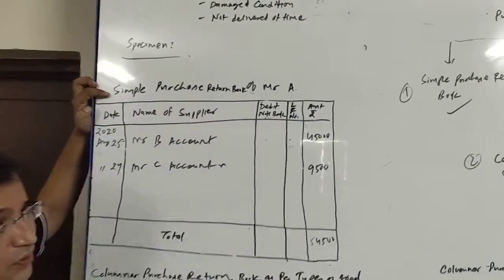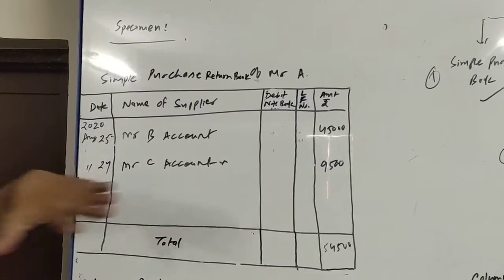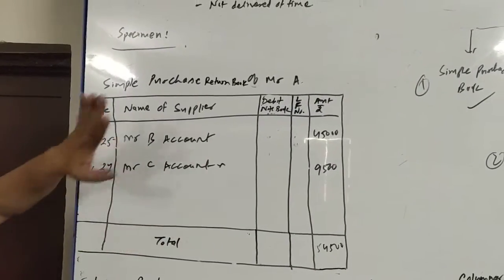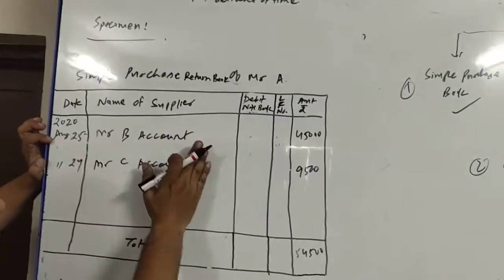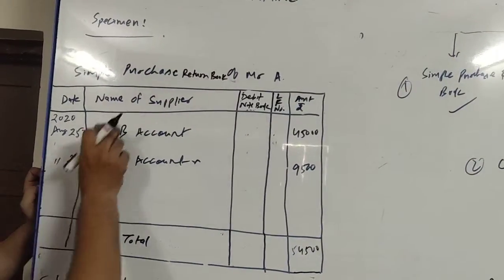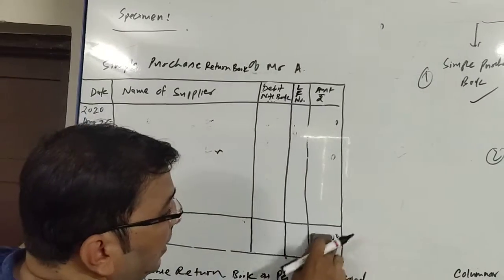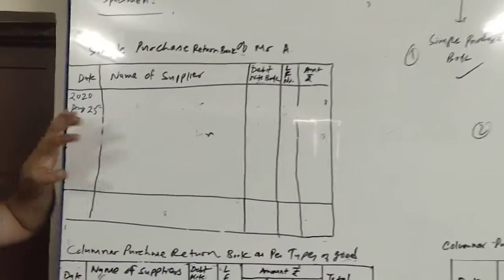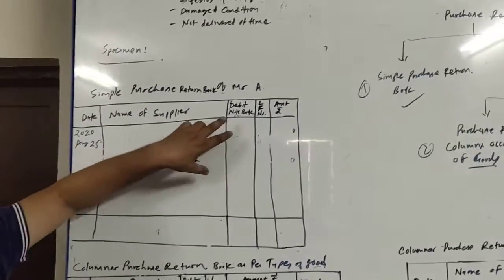Simple purchase return book. As we had 5 columns in purchase book, here also there will be 5 columns. There is only change in one column. The first column, date, is going to remain as usual, whatever it was earlier. First column will be of date and we will be writing date accordingly. The second column will be of name of supplier, so we will be writing the name of supplier to whom we are returning the goods.